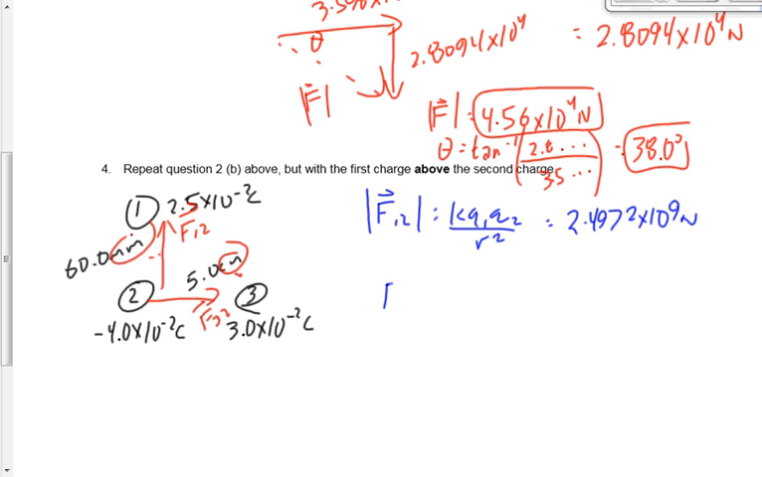And the force of 3 on 2, same deal here, except our conversion's a little bit different. We're dividing by 100 this time. It works out to be 4.3152 times 10 to the 9.